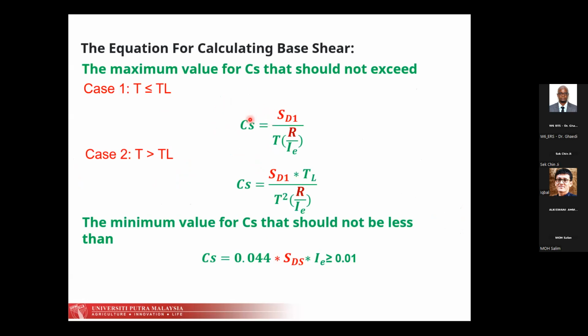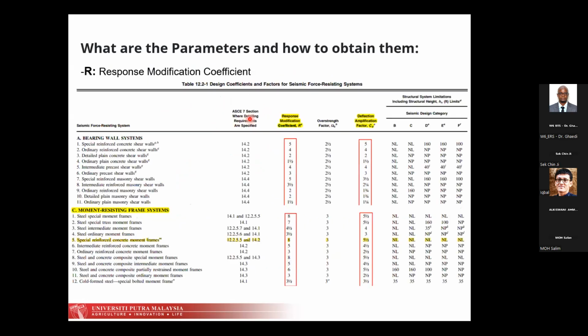Now, what is R? R is the response modification coefficient. It's given by Table 12-1, and it's related to the seismic force resisting system. In the case of a bearing wall, we'll have different values than a moment resisting frame. Actually, we have 5 main systems: bearing wall system, building frame system, moment resisting frame system, and 2 kinds of dual system. And it's related to the material.